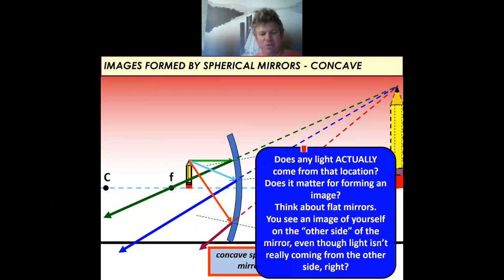So now we're going to ask, does light actually come from this location? Does it matter for forming an image? Think about a flat mirror. Remember, in a flat mirror, you can see yourself. So as I look at that flat mirror, I see myself. But am I actually seeing a real image of myself? Because the image appears to be where? Behind the mirror, right? Even though the light doesn't go through there.